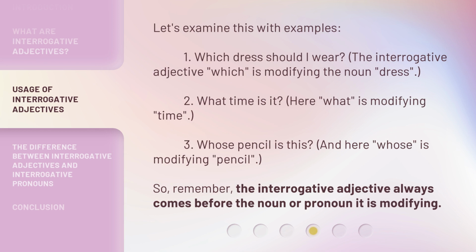1. Which dress should I wear? The interrogative adjective, which, is modifying the noun, dress. 2. What time is it? Here, what, is modifying, time. 3. Whose pencil is this? And here, whose, is modifying, pencil. So, remember, the interrogative adjective always comes before the noun or pronoun it is modifying.